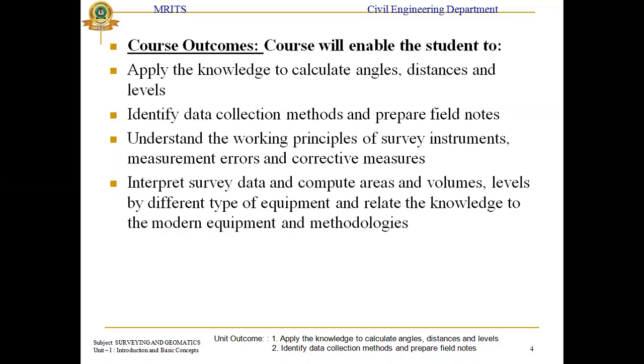Course outcomes: applying the knowledge and calculating angles from an engineering drawing point of view, calculating the areas, angles, protractors and scales and drafter, everything. Here the instrument will directly give angles, distances and lengths, so manual calculation is not required. Some instruments need manual calculation, and some instruments automatically give the values.